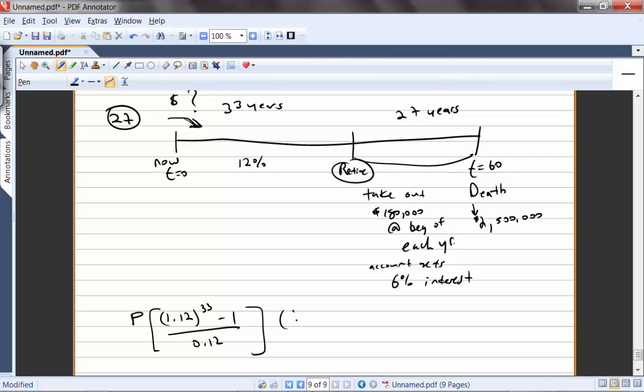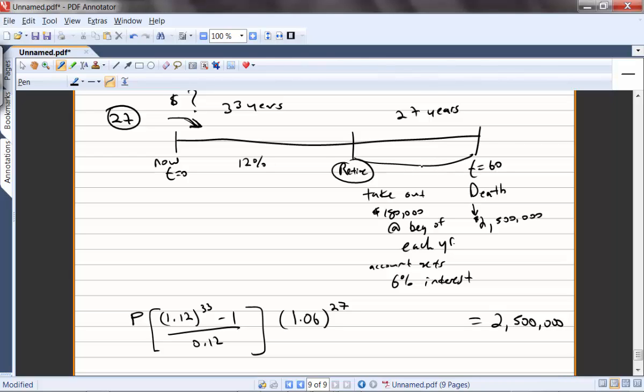It would just be that times the 1.06 to the power of 27, because we leave it in there for 27 years after we retire. And when we die, this is what would be in the account, right? But we know, and we want that to be equal to 2.5 million. Right? When we die, we want it to be equal to 2.5 million. Whatever is in the account, we want to be 2.5 million. But we know that was assuming that we didn't take anything out once we retired.